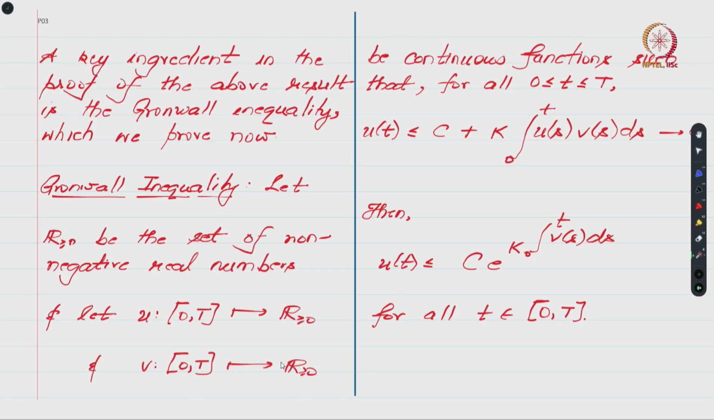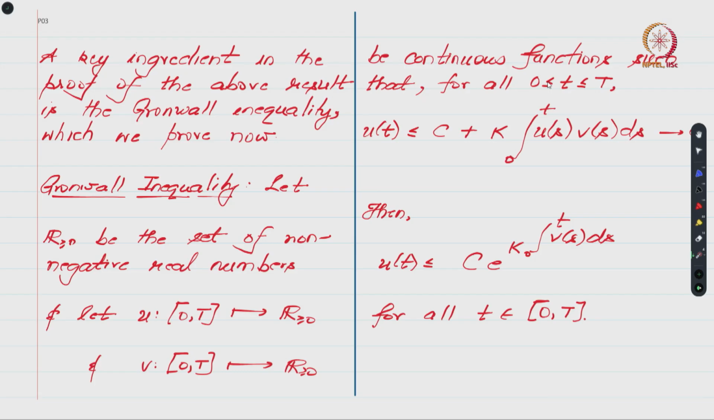So, the statement goes as follows: let U and V be two trajectories like this, which are required to be continuous, and for every little t between 0 and capital T, they satisfy an inequality like this. U of t is less than or equal to C plus k times the integral from 0 to t of U of s V of s ds. Now, C and k are some constants.